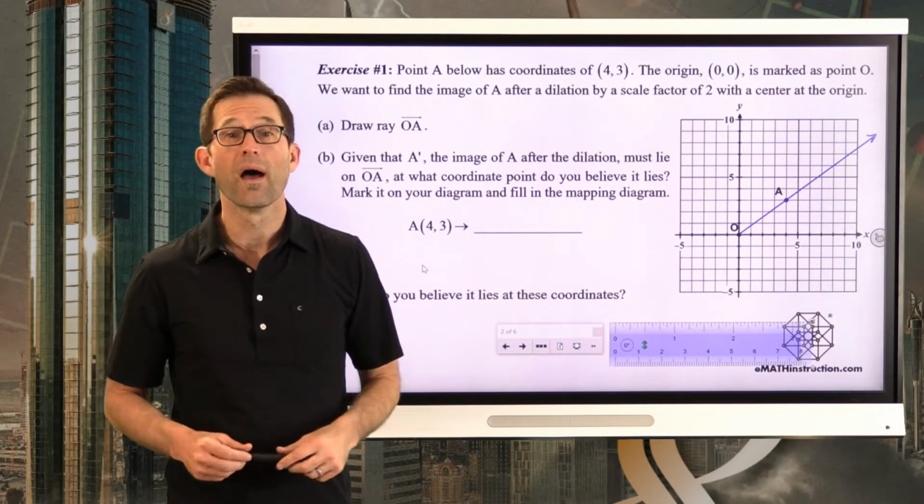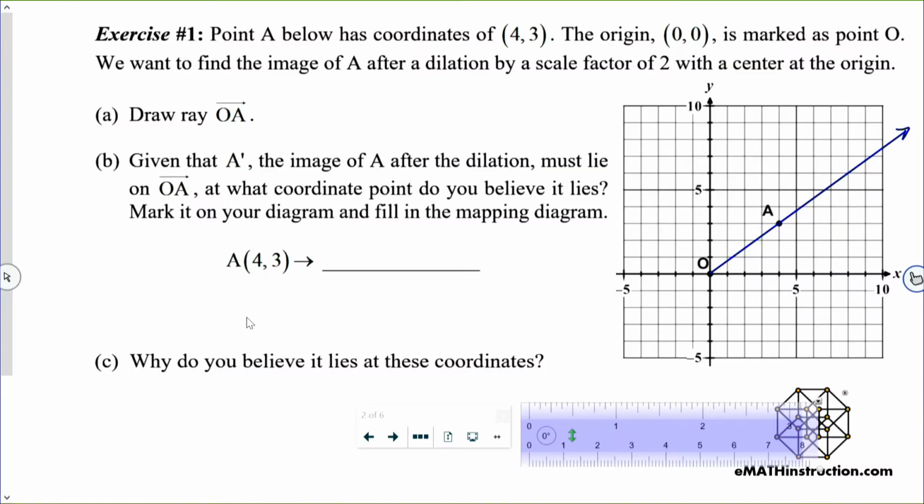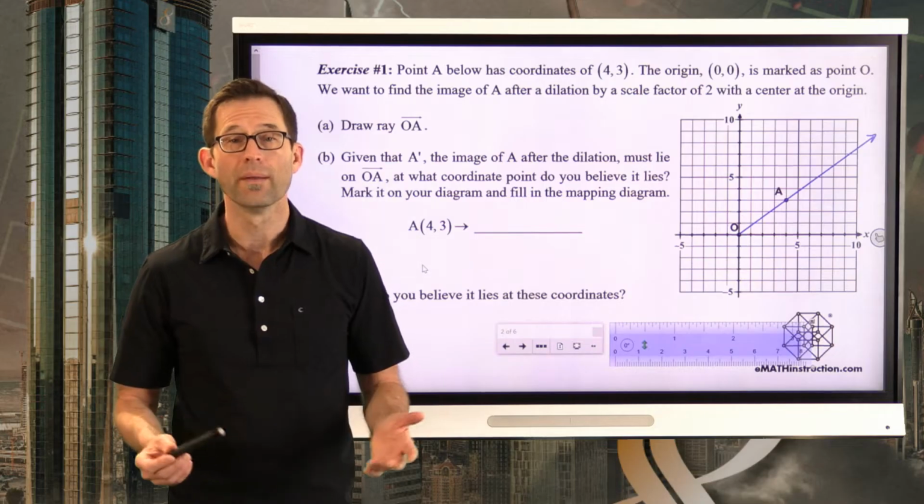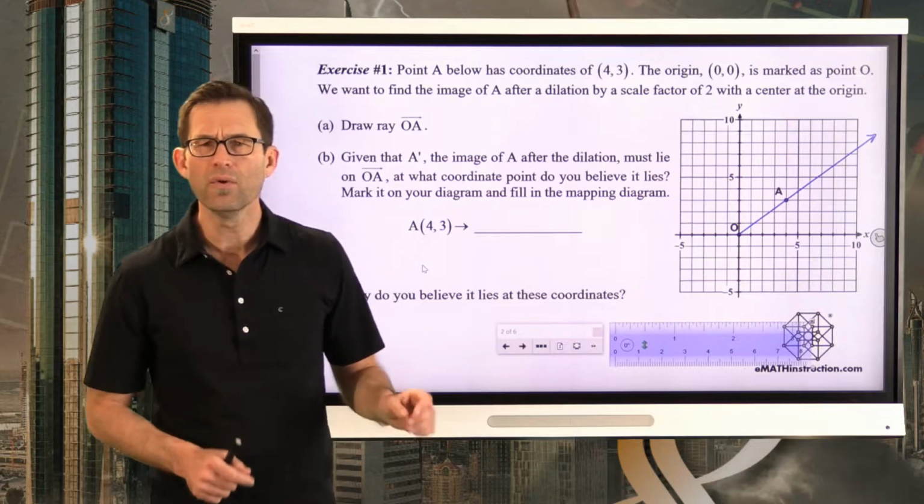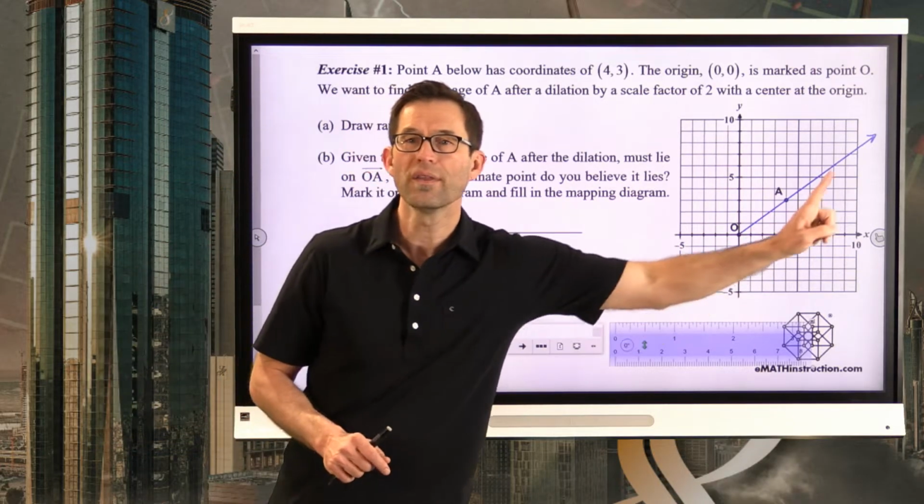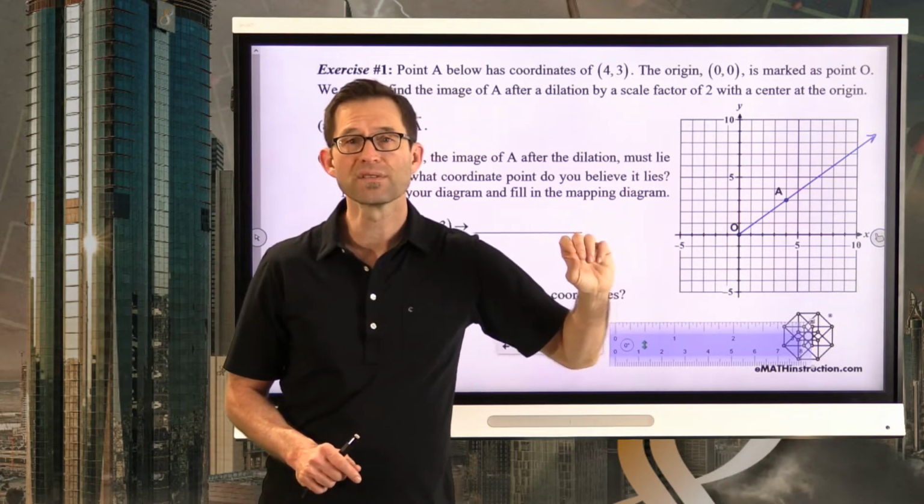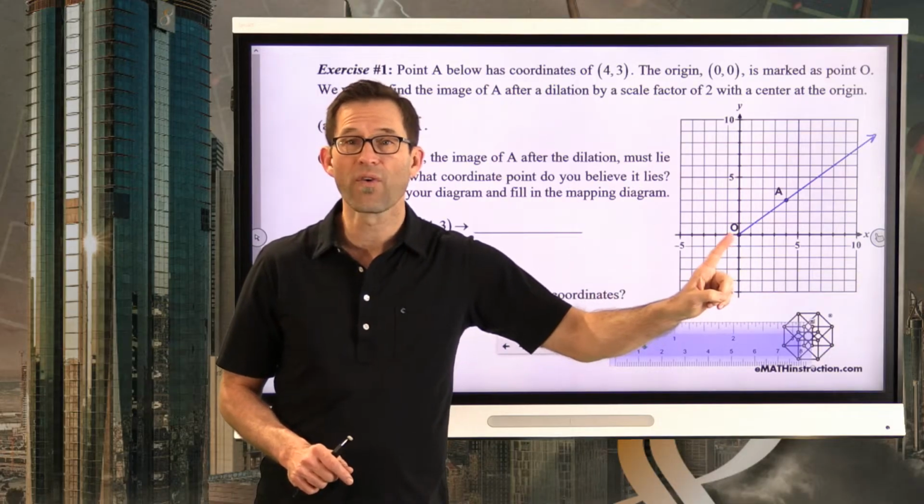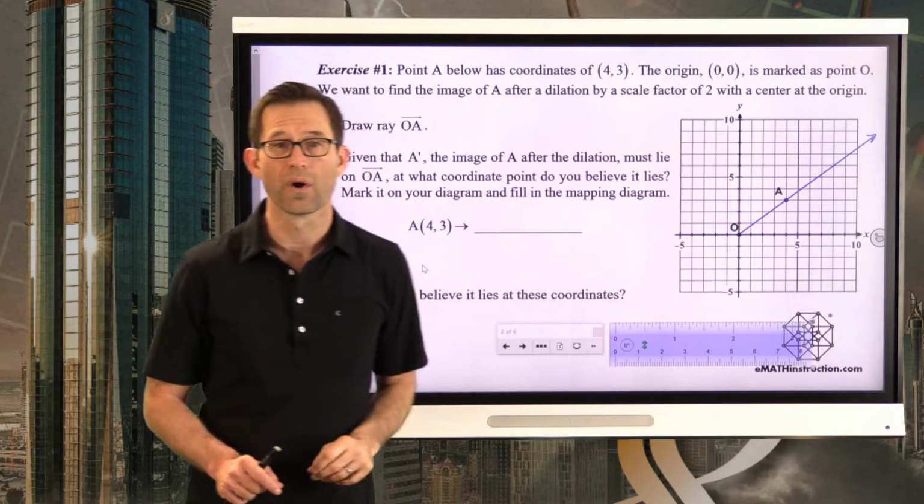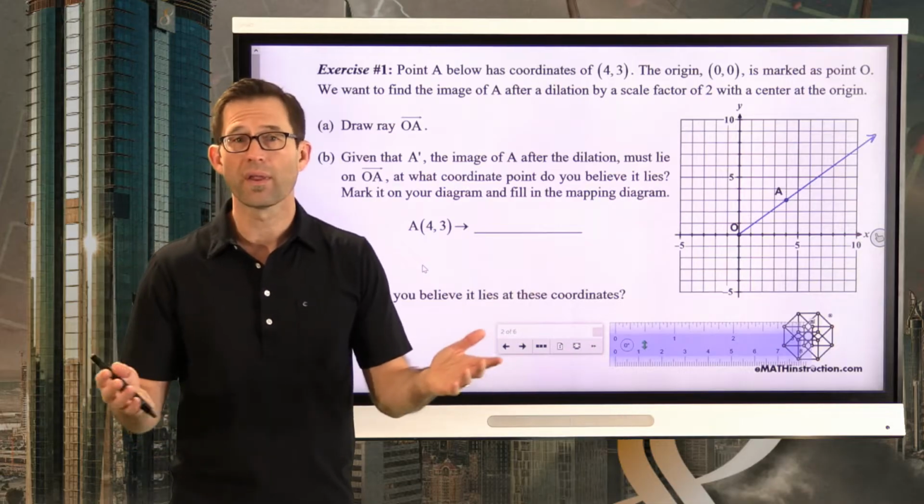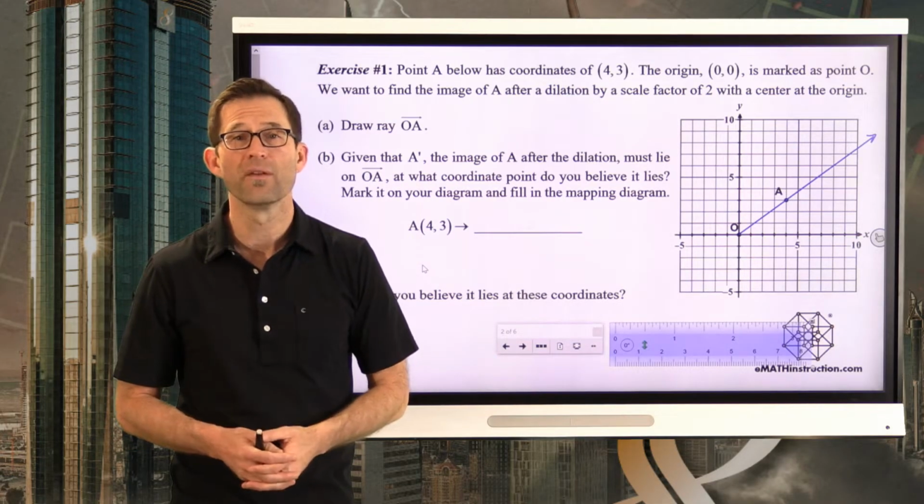So let's take a look at exercise B. Given that A prime, the image of A after the dilation, must lie on ray OA, at what coordinate point do you believe it lies? Mark it on your diagram and fill in the mapping diagram. I'd like you to try to figure out where along this ray A prime must lie, given that it's got to be twice as far from the origin as where it started. Pause the video now and just play around with it a little bit. See if you can figure out a method for getting there.